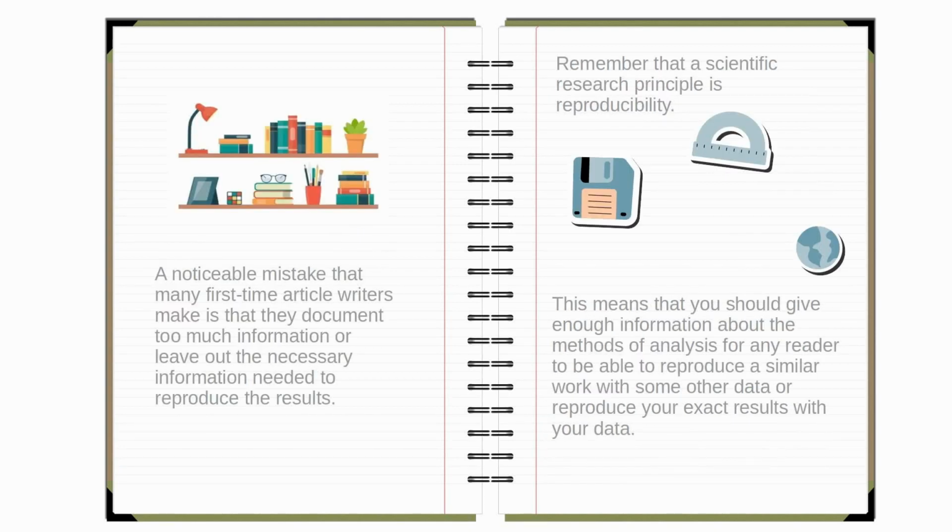A noticeable mistake that many first-time article writers make is that they document too much information or leave out the necessary information needed to reproduce the results. Remember that a scientific research principle is reproducibility. This means that you should give enough information about the methods of analysis for any reader to be able to reproduce a similar work with some other data or reproduce your exact results with your data.